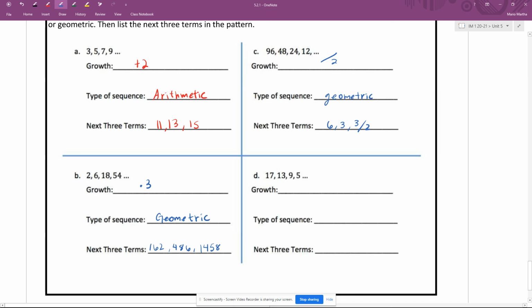And then the last pattern, we have 17, 13, 9, and 5. So here, what we're going to do is, again, finish it off with the growth. It goes down, and it seems to be going down by 4, so minus 4 each time. So therefore, this is an arithmetic sequence. And then the next three terms, if you go down by 4, you're going to have positive 1, subtract 4, negative 3, subtract 4, you get negative 7.